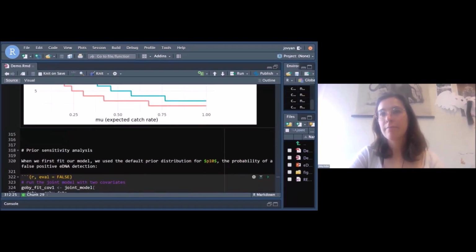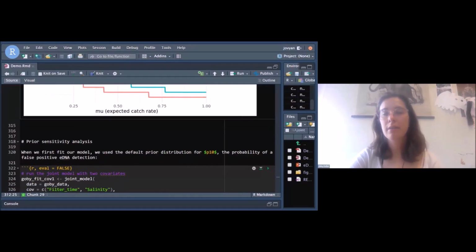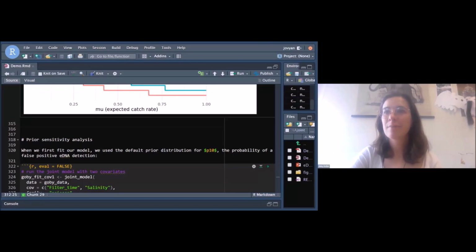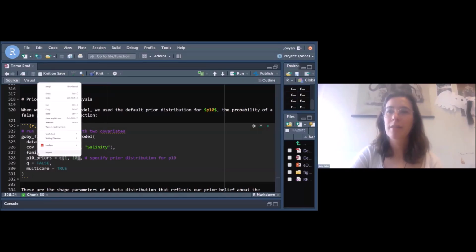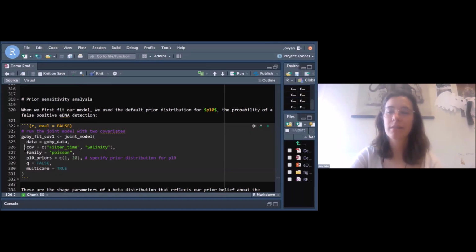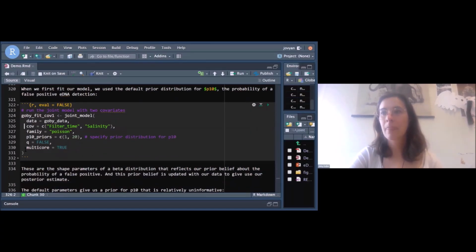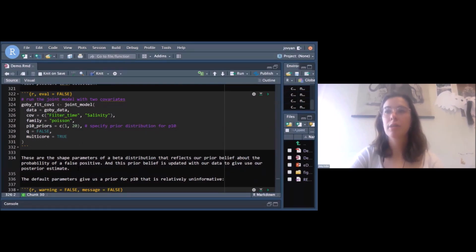Okay, previously we stuck with the default prior distributions for the probability of false positive, and I promised I would talk a little more about this and not just punt on it. This is the same code as above. Here's where we specified the prior distribution for the false positive, and this is the default for this argument. These two numbers are the shape parameters of the beta distribution that reflects our prior belief about the probability of false positive. Again, this prior belief is updated with our data to give us our posterior estimate.